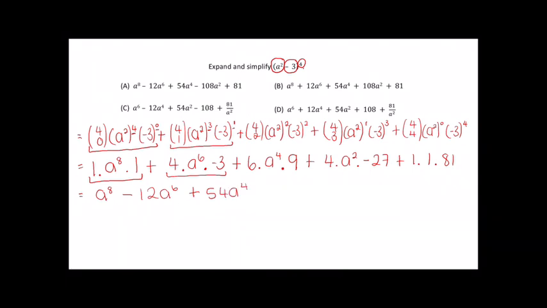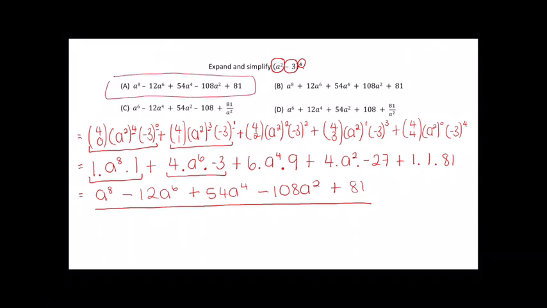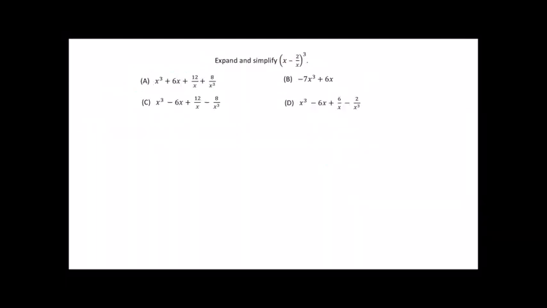4 times by negative 27 gives you negative 108. And you've got your a squared. And then you're adding on 81 at the end. So this is your final answer. If we compare it back to what we were originally given, it is the same as question A. So for the first question, your answer is A.